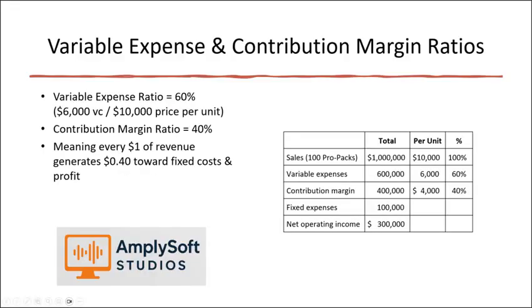We can express the contribution margin and its inverse, the variable expense, as ratios. Variable expense ratio is 6,000 divided by 10,000, or 60%. The contribution margin ratio is 4,000 divided by 10,000, or 40%. The takeaway? For every dollar they bring in, 40 cents goes towards covering fixed cost and eventually driving profit.